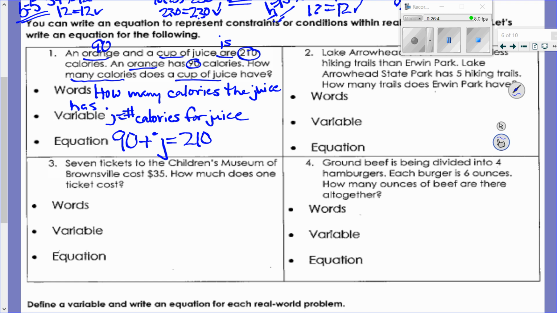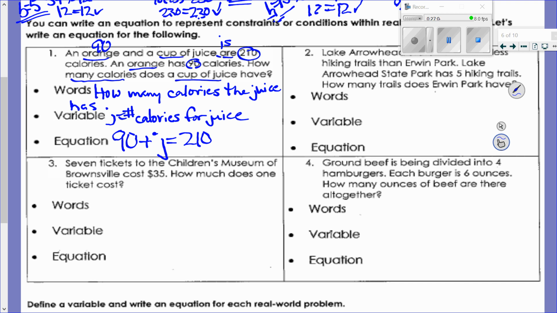Does that make sense, guys? Yes. 90 is the orange. They gave me that. The cup of juice, I don't know. That's my variable. That's my equal sign, 210. Could I now solve for J? Yes, but we're not going to do that today.